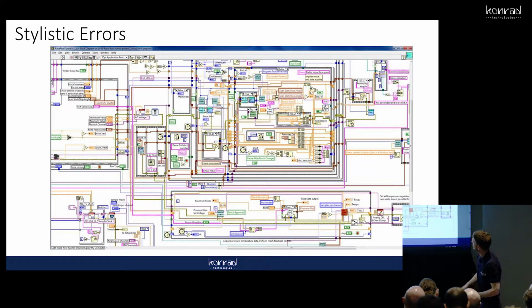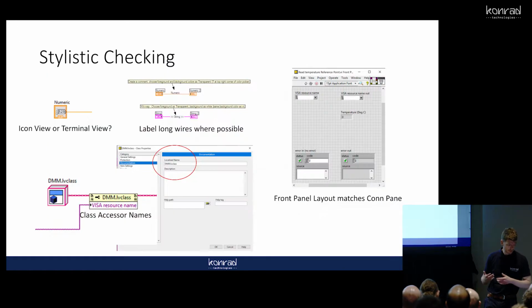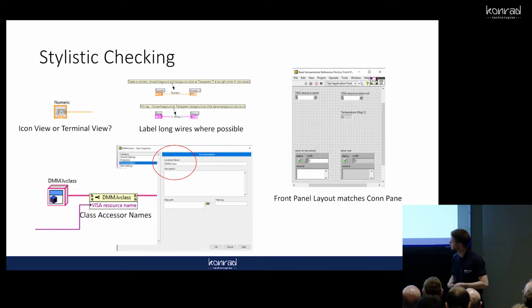So, let's call out a few things that we can see. Wires running backwards, local variables being used to pass errors around the block diagram instead of running a wire. There's lots of issues. I'd like to be working on that project on a time and materials basis, I tell you. But in terms of stylistic checking, what we might be talking about are less obvious things.